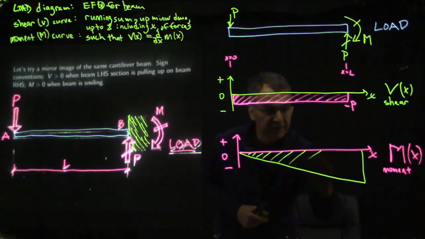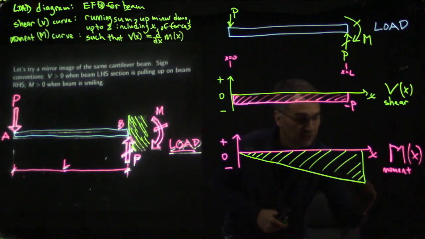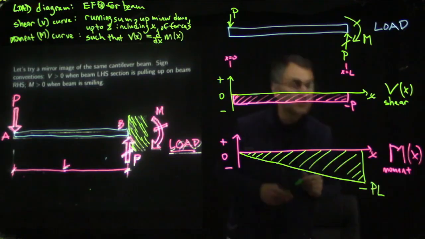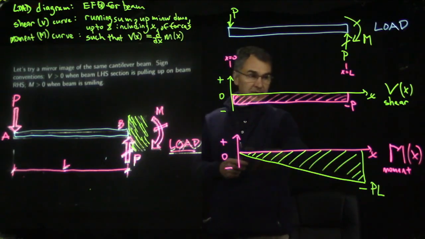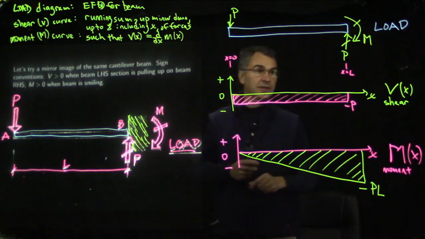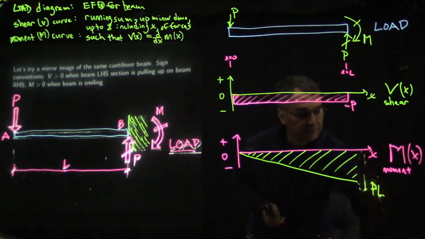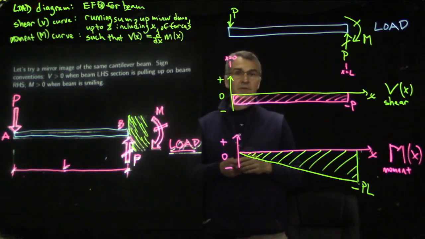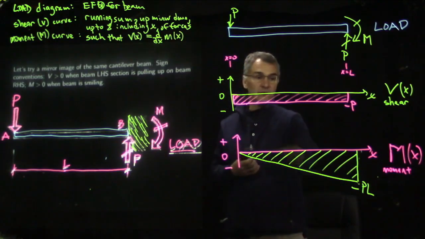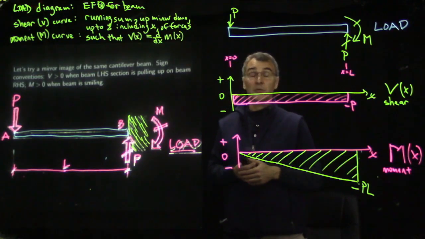And then we'll draw it shaded in, which seems to be the convention. And this value is minus PL, because this is a slope of minus p over a distance L. And if I wanted to be a little more careful, I can make sure that this nicely lines up with x equals L. Okay, so that should be the moment diagram. And we can check the beam is frowning, so the moment should be negative. A positive moment makes the beam smile.